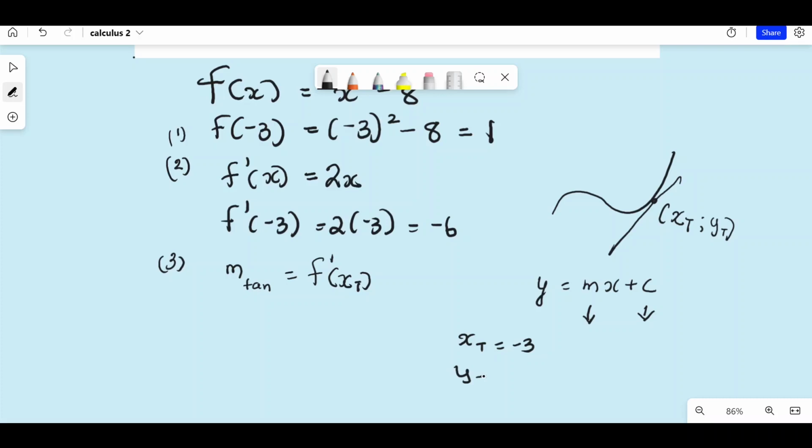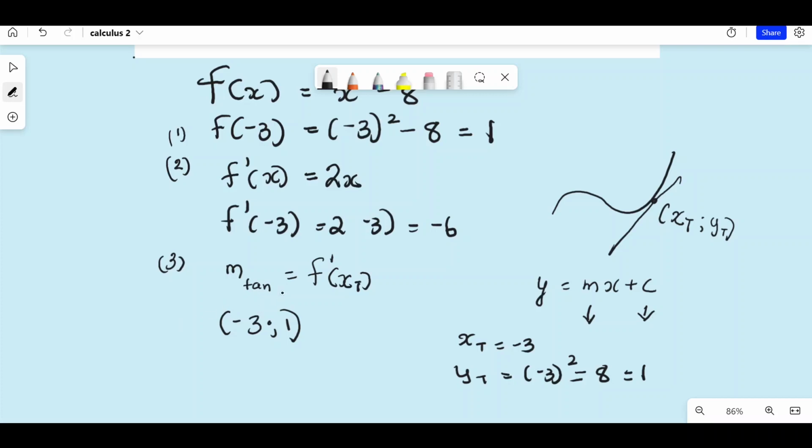yt is found by simply substituting xt in the function. The function is x squared minus 8, so substitute x equals minus 3. Minus 3 squared minus 8, which is 1. But we already have it. That's why it only has 2 marks, because you already found f(-3), that is 1. So here (xt, yt) is (-3, 1). So we already have that point.